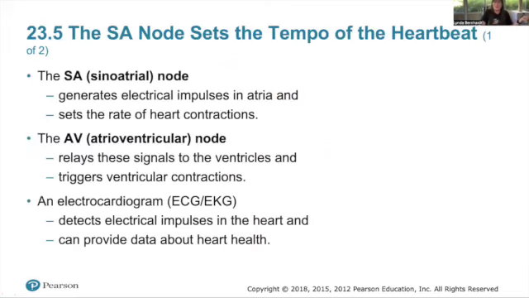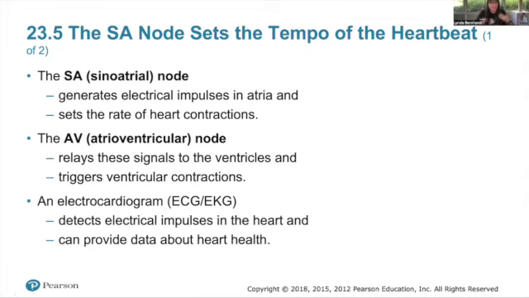The SA node generates the electrical impulses in the atria and sets the rate for your heart contractions. The AV node relays the signals to the ventricles and triggers ventricular contractions. And then you have the electrocardiogram, the ECG or EKG. I've never seen it listed as ECG. I've always heard EKG. This is where they're detecting the electrical impulses in your heart. And this is how they can tell you how healthy they believe your heart is.